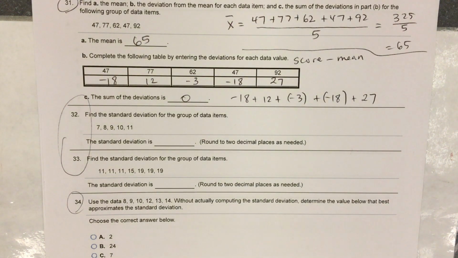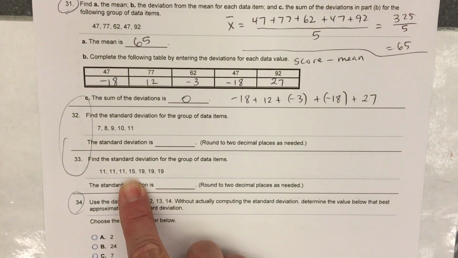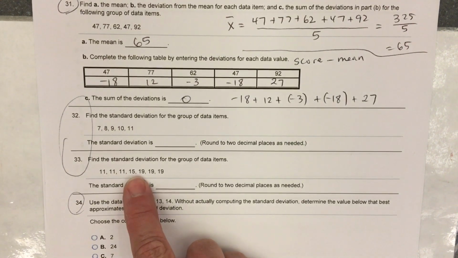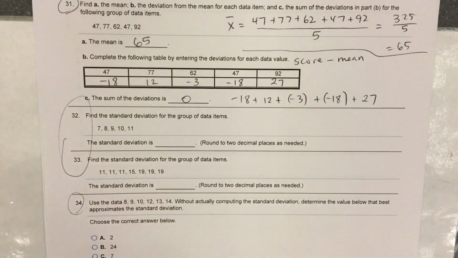The standard deviation is an average of how spread out the scores are from the mean. The standard deviation on this problem is going to be 4. That's the spread. As I look at the mean, 15, all the other scores are 4 away from it.